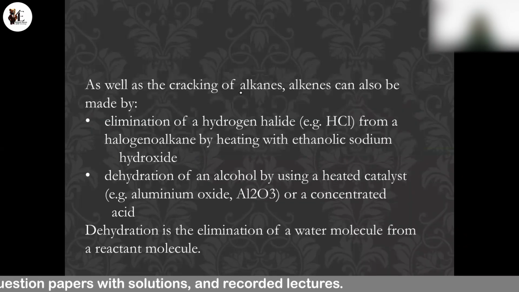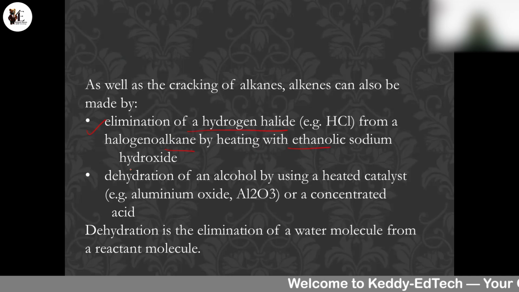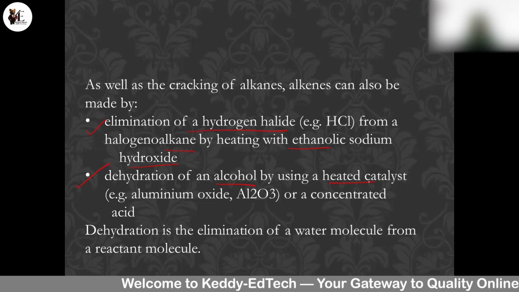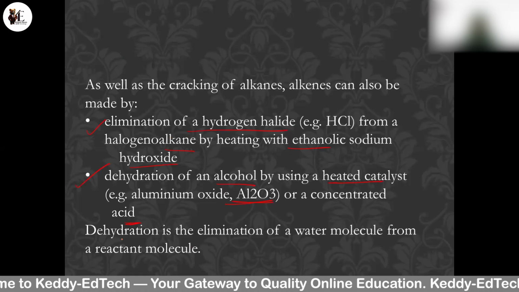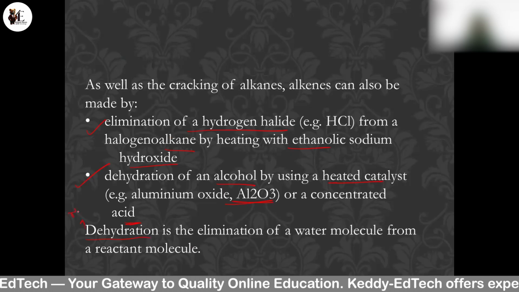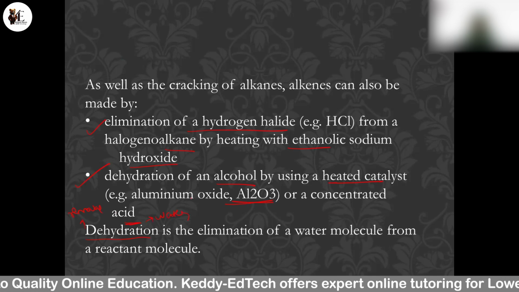So as well as the cracking, alkenes can also be made by other methods. One process we have studied: preparation of alkenes by cracking of larger alkanes. Second is by elimination of a hydrogen halide from a halogenoalkane by heating with ethanolic sodium hydroxide. And the third is dehydration of an alcohol by using a heated catalyst, aluminum oxide, or a concentrated acid. Dehydration means, de means removal and hydration means water. So it means elimination of a water molecule from a reactant molecule.